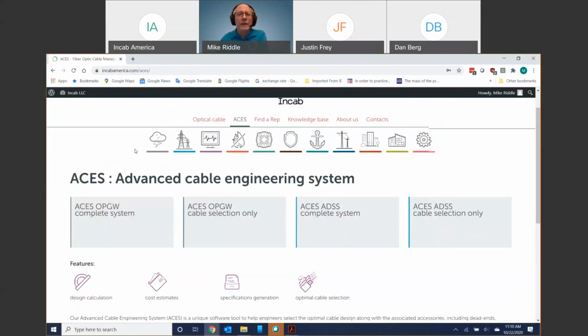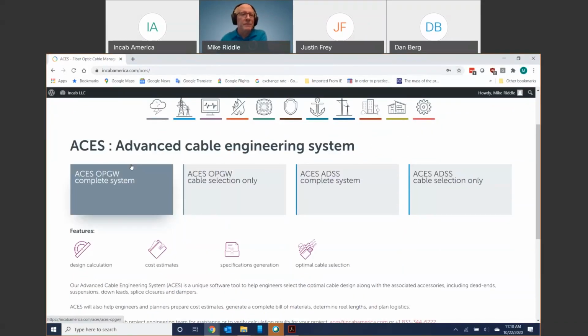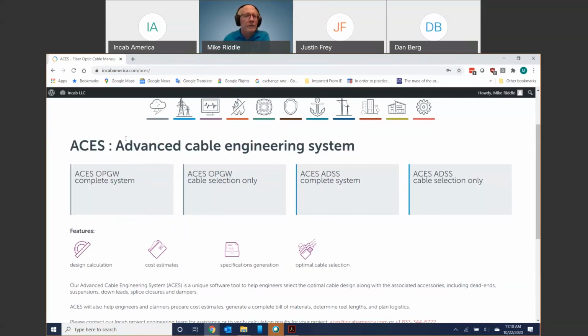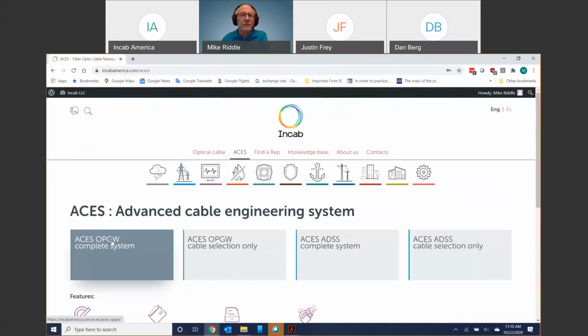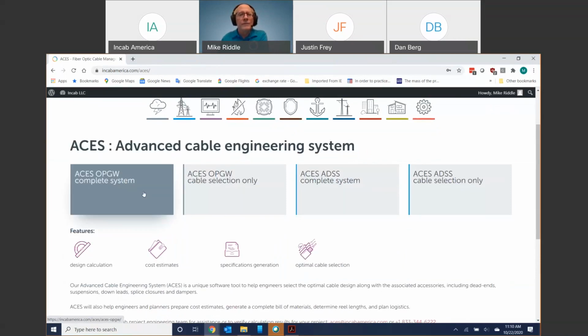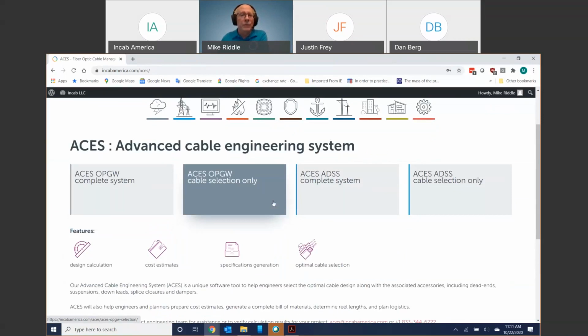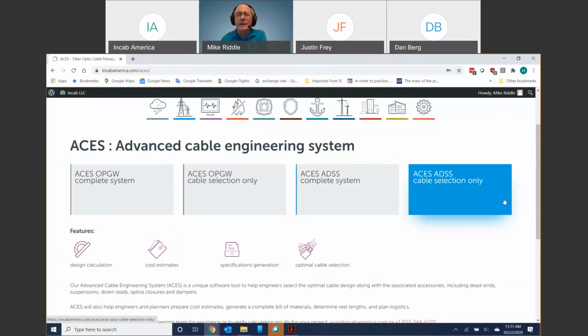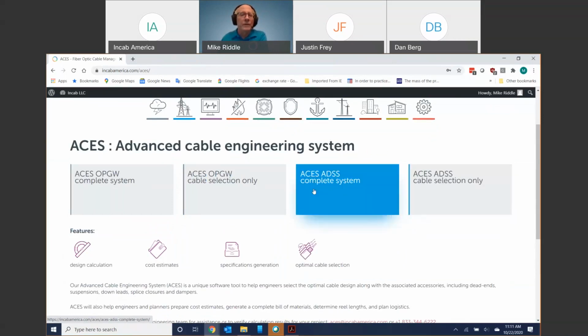We have a quick and easy registration. Basically, we just ask you to give us an email address, and then you're free to use the system. You have different options here. You can just look at cable selection if you want to. So ACES OPGW cable selection only, or ACES ADSS cable selection only. Or you can look at the complete system.